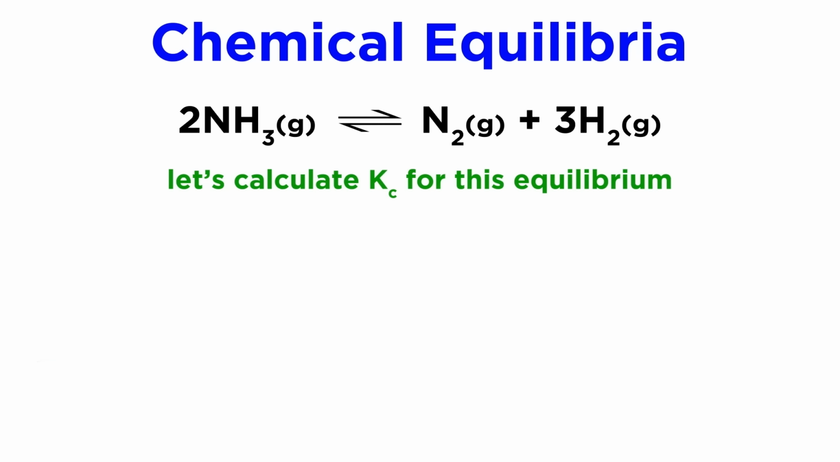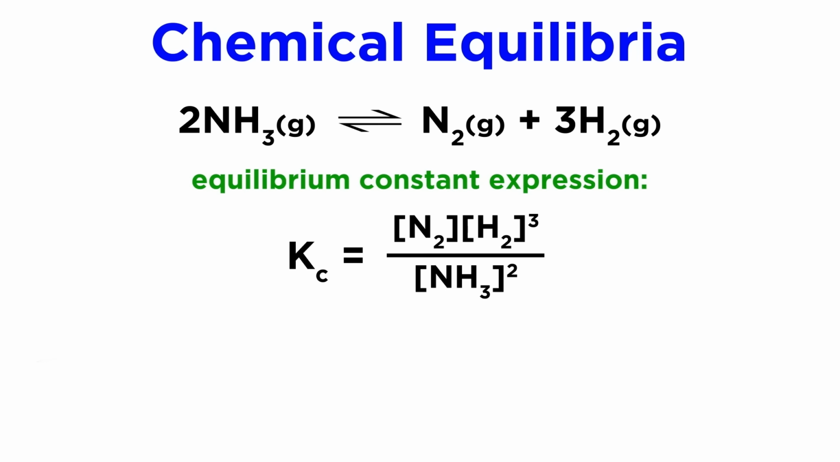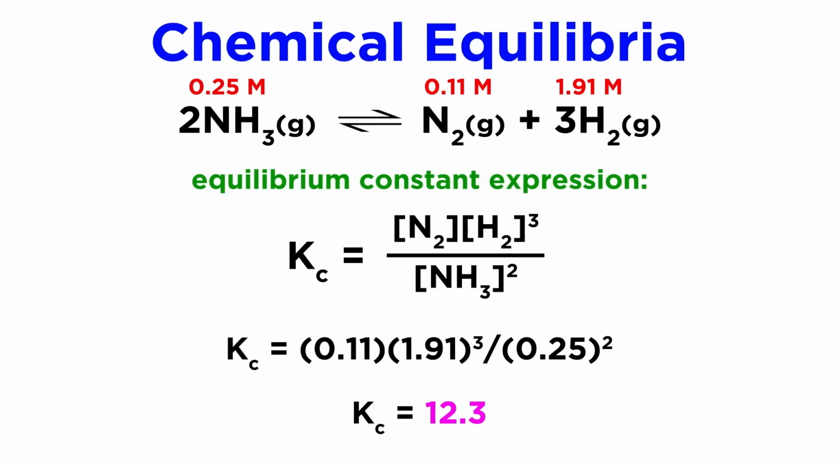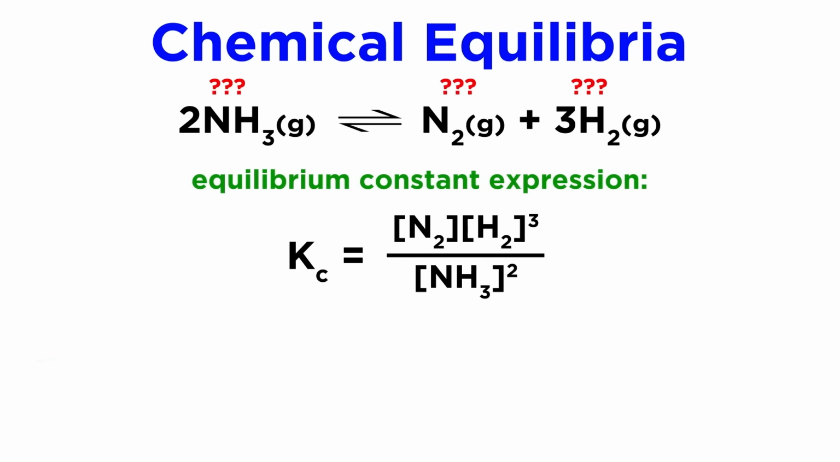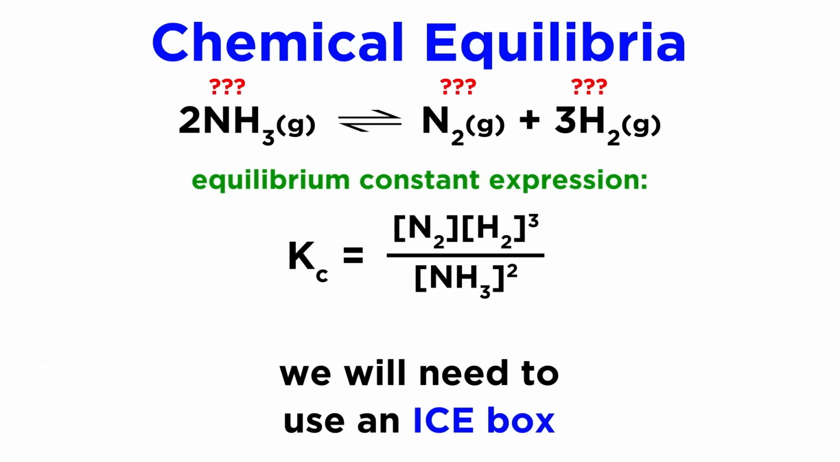First, let's calculate K, perhaps for the decomposition of ammonia. This is quite simple because we already know how to write the equilibrium constant expression, which is the same as the reaction quotient expression. That would look like this. If we happen to know all these concentration values from experimental data, we would simply plug them into this expression to calculate K. But sometimes we may have to calculate one or more of these concentrations. To do this, we must learn how to use an ICE box.